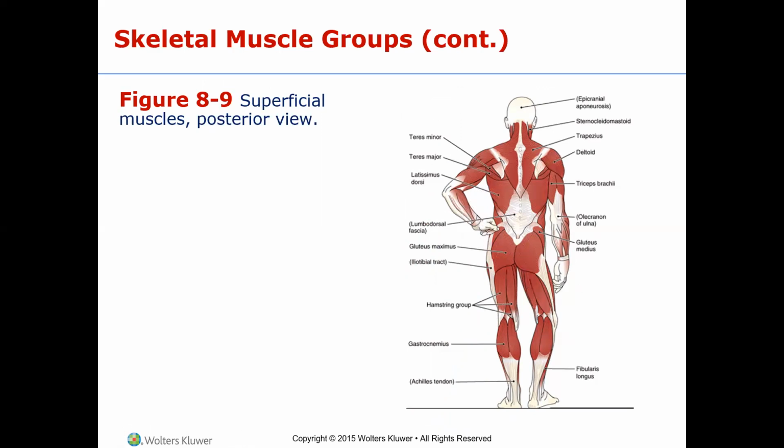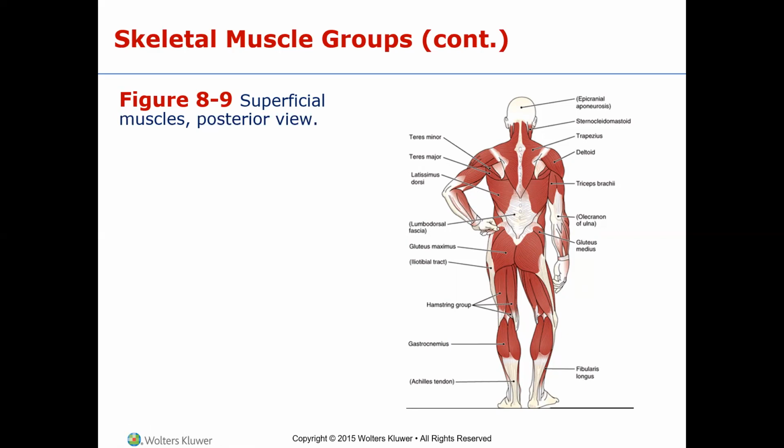sternocleidomastoid, again, which is here in the neck. You will need to know the trapezius, which is that triangular shaped muscle. The deltoid, which is in the upper arm that gives it its roundedness. The teres minor, which is under our shoulder here. The teres major, which is below that.